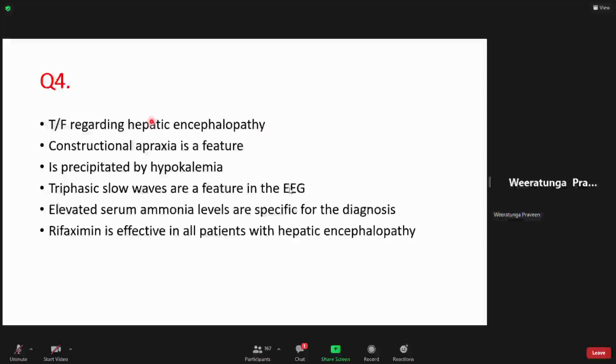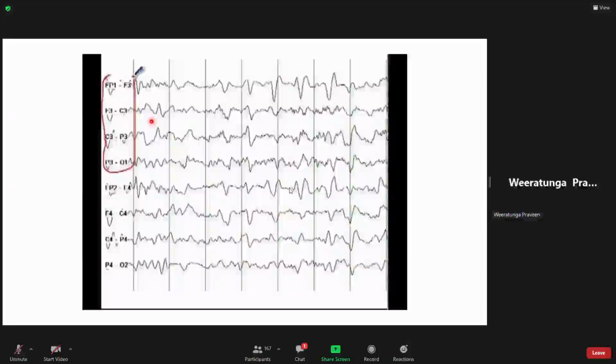Also, if you take sleeping tablets, benzodiazepines, that is also a precipitant. Now, hepatic encephalopathy is diagnosed clinically, as I told you; you don't need to do any investigations for it. But you can get triphasic slow waves. You can see that on the EEG, so that can be an MCQ point. Triphasic slow waves in the EEG.